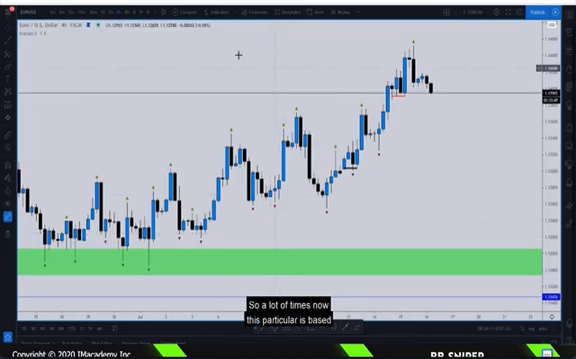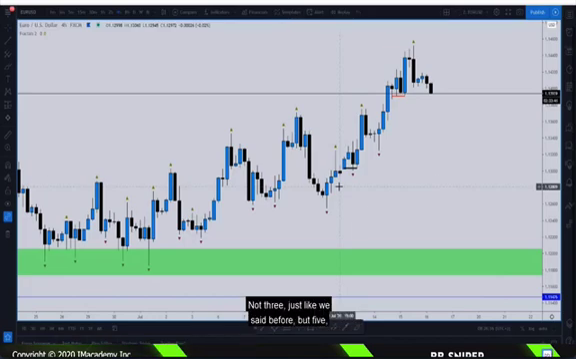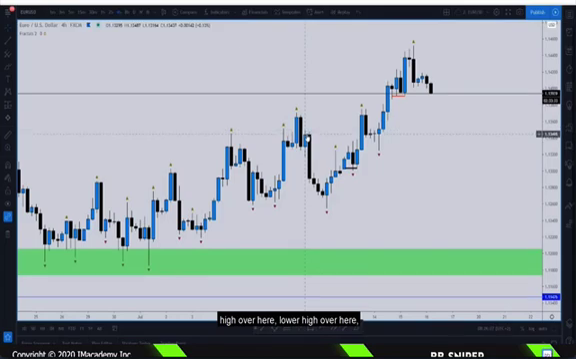So a lot of times, now this particular one is based on the 5 candlestick pattern, right? Not 3, just like we said before, but 5. That means that, for example, this one, the reason why it's fractal, is because it has a lower high over here, a lower high over here, a lower high over here and a lower high over here. So that's a 5 candlestick pattern, right?